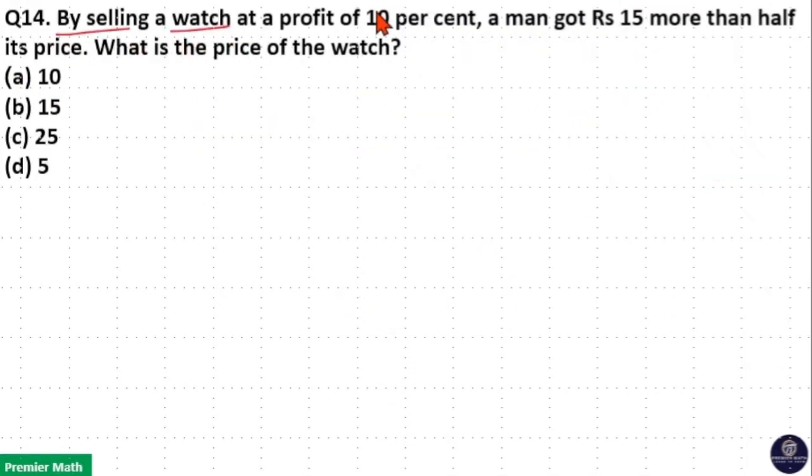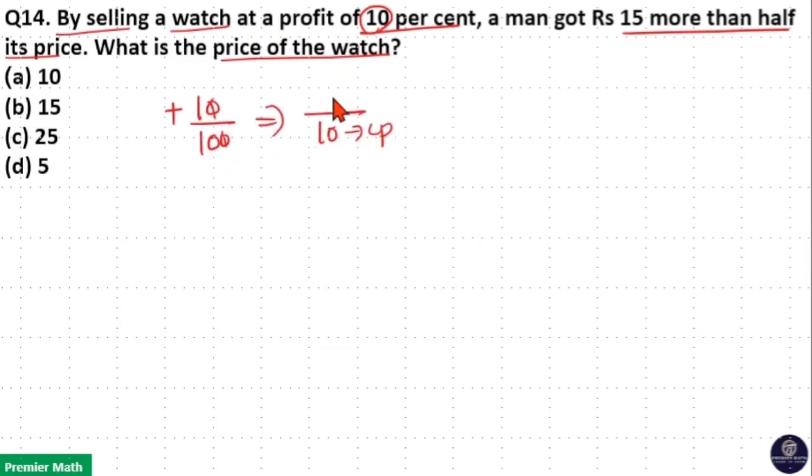By selling a watch at a profit of 10%, a man got 15 more than half its price. What is the price of the watch? Here, profit is 10%. Profit means plus, 10% means 10 by 100. So plus 1 by 10 means if 10 part is the cost price, then 10 plus 1, 11 part is the selling price. Now, this man got 15 more than half its price. So, 15 plus half of the price means half of the cost price. Here cost price is 10 part. So, 10 by 2 is 5 part. So, 15 plus 5 part is the selling price here.